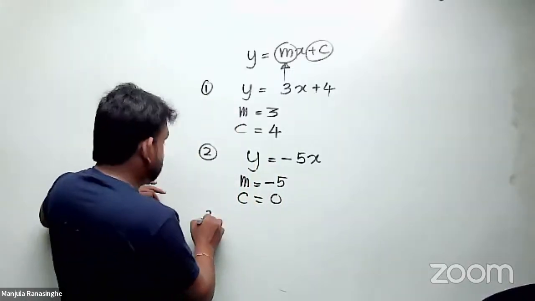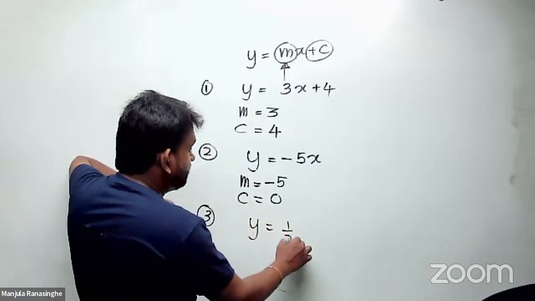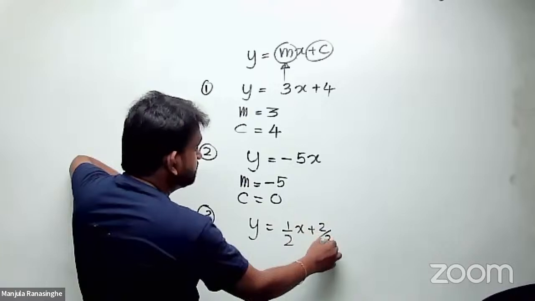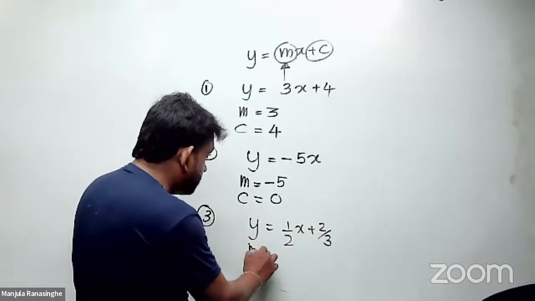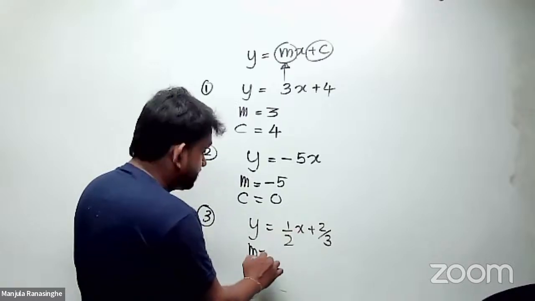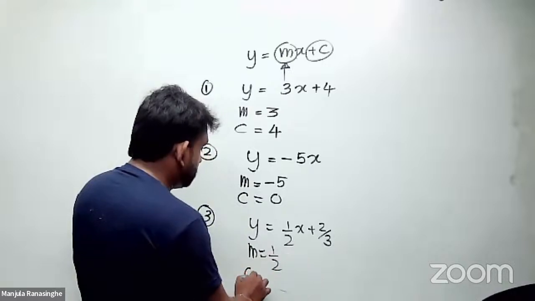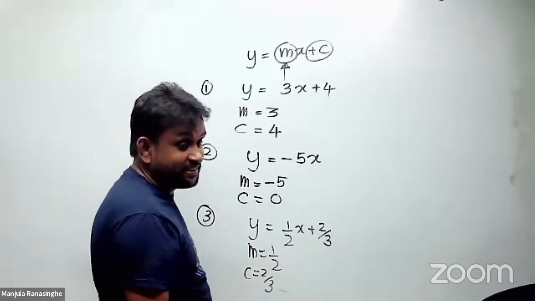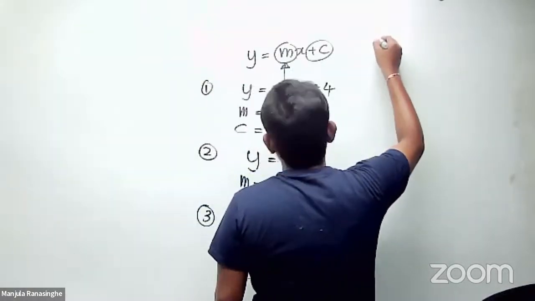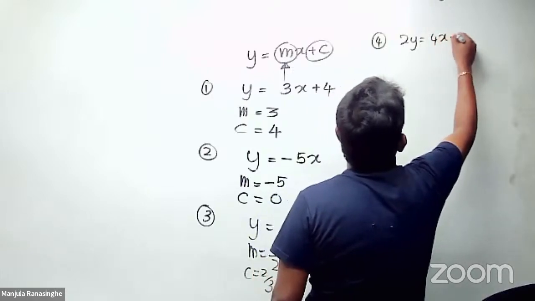Third one. y equals half x plus 2/3. So how to find the gradient and the intercept? m equals half, the x coefficient is half, plus the intercept equals 2 upon 3. So those are fine. But the case is, this type of equation, now 2y equals 4x minus 3.